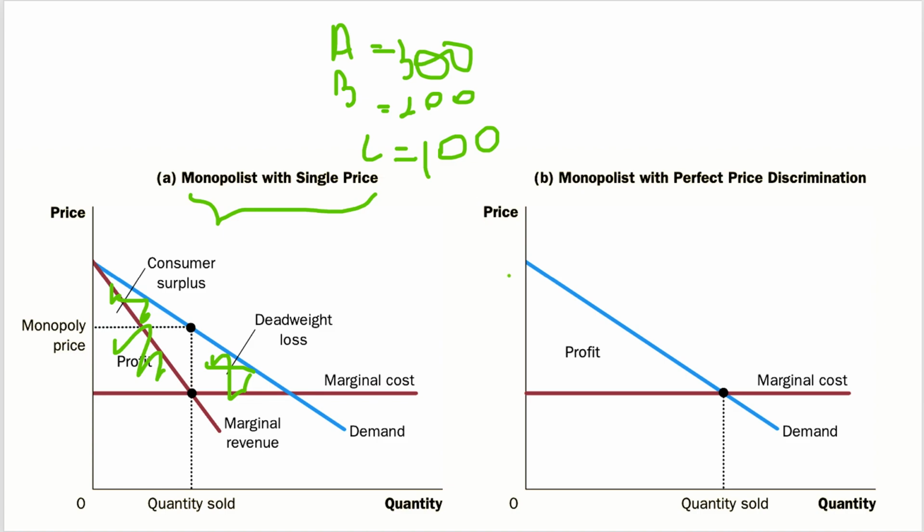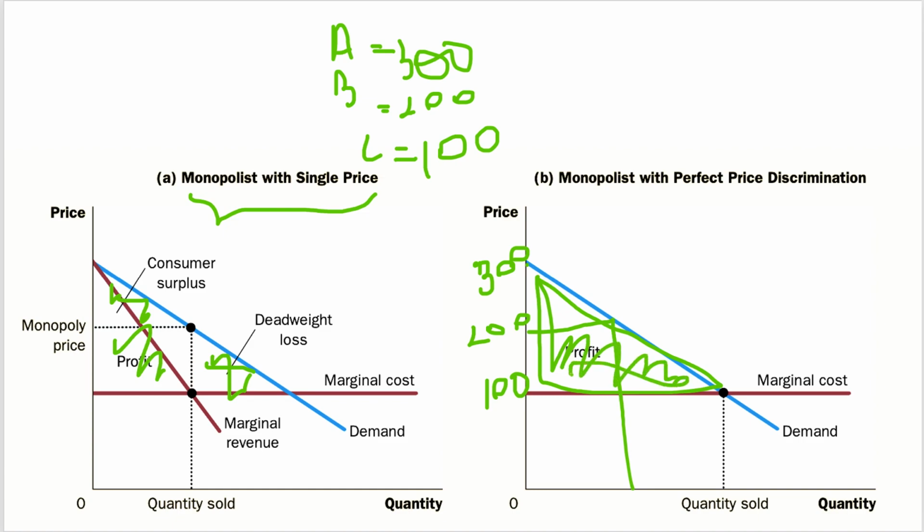So what will happen when A comes to the shop? The monopolist will charge 300. And when B comes, they will charge 200. And when C comes, they will charge 100. So if they charge different prices to different consumers according to their capability of paying, what will happen? This whole triangle will go to the monopolist.